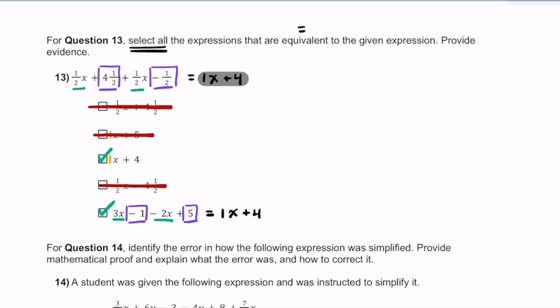So hopefully that was also enough evidence and ways to talk it through. But we want to say we know that here, again, our coefficients match as well as our constants match here.